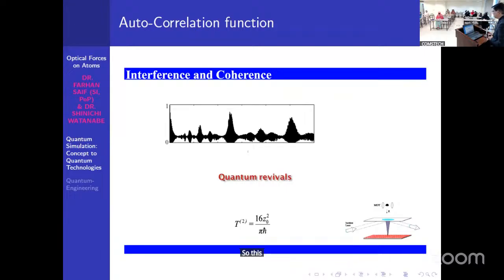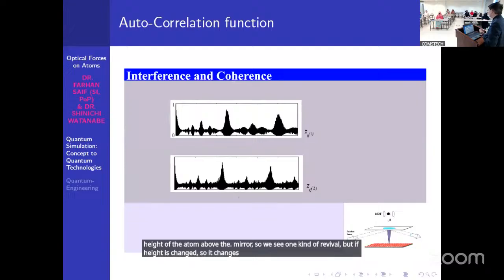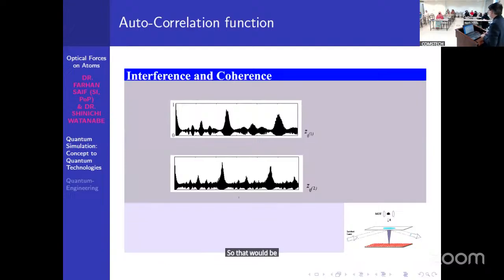So this is a very simple approach. Here we can see that if we have one height of the atom above the mirror, we see one kind of revival. But if the height is changed, it changes the revival time. So that would be the scene recorded in our calculations. This change is now going to help us understand whether the surface structure is there or not.